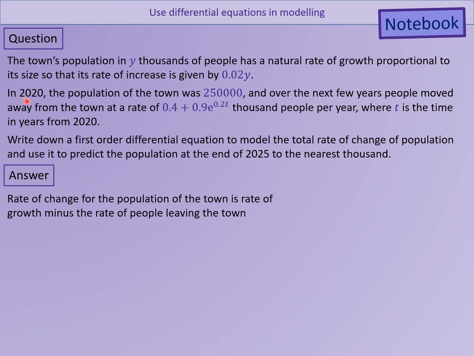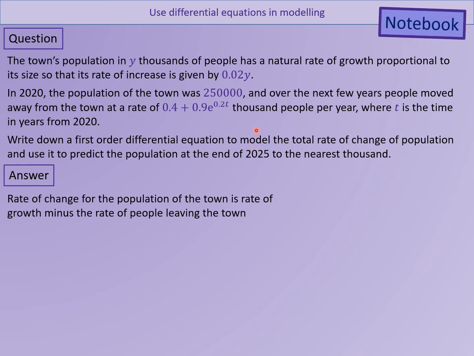In 2020, the population was 250,000, so that's probably a bit of information to help me work out some constants later. So you could write that down if you want to. Taking t as the time in years from 2020. So 2020 is your initial starting point. That's when t equals 0. So I've got 250,000 as my starting value.